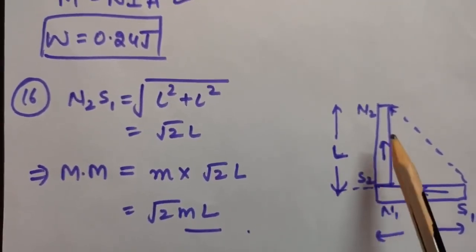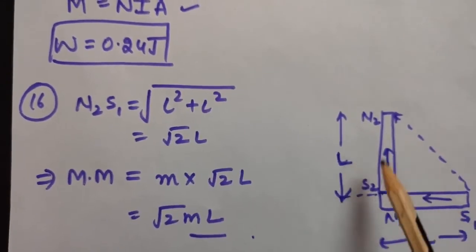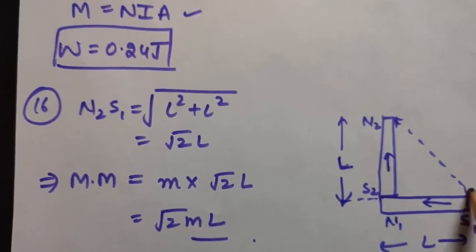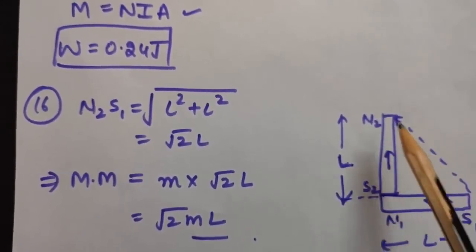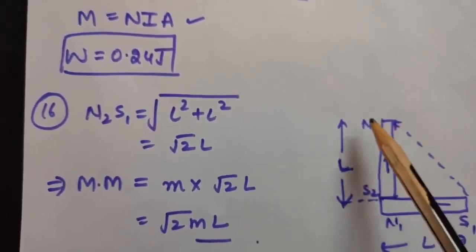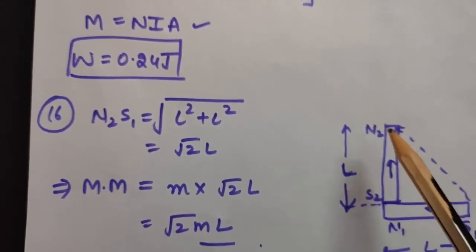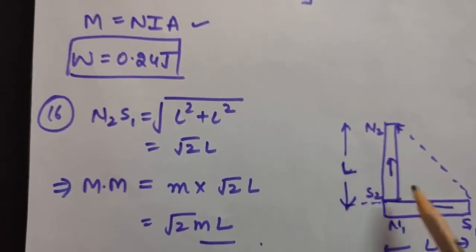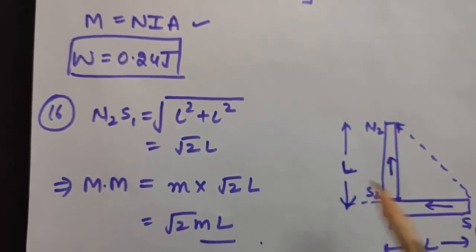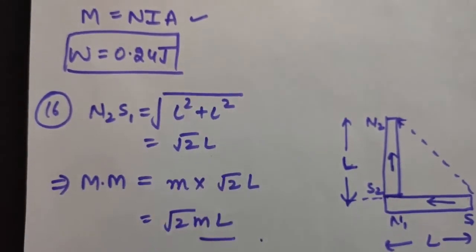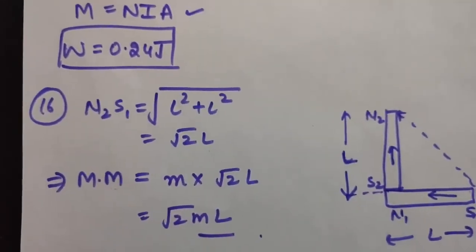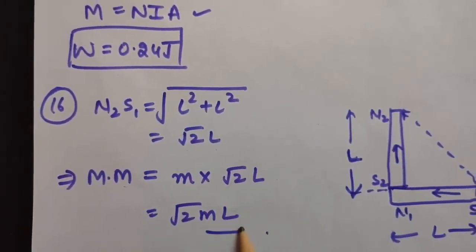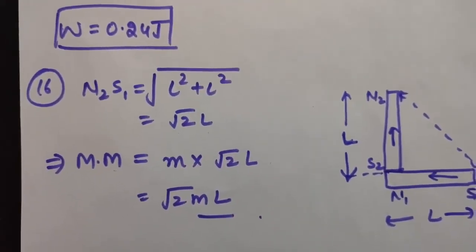Now clearly see, when you join them, it becomes one magnet. This is the north pole of this magnet and this is the south pole of this magnet. So you can say now this magnet has length this, because this is the north pole, this is the south pole. So let us calculate N to S first. So N to S will be nothing but, by Pythagoras theorem, under root of L square plus L square. So that will come to be root 2 L. Now you know magnetic moment is given by pole strength into length, that is M into root 2 L. So root 2 ML is the total magnetic moment of the system.